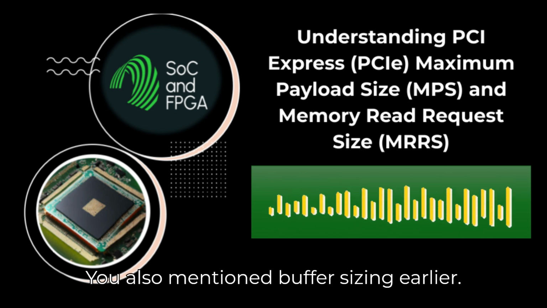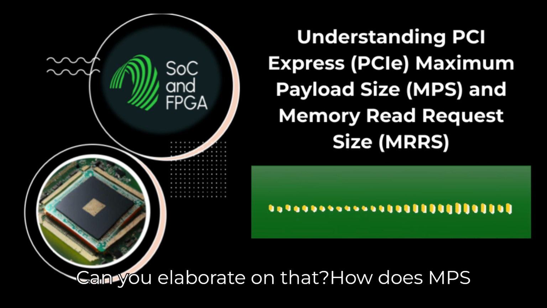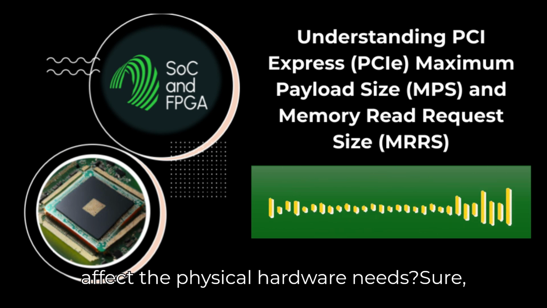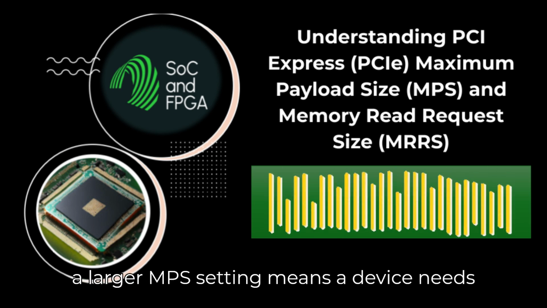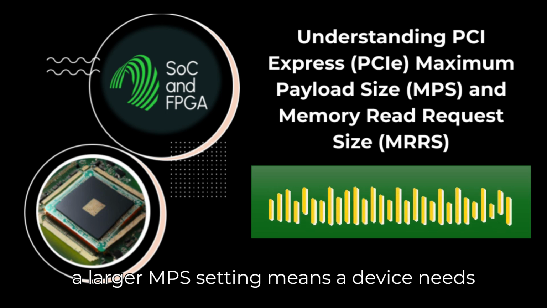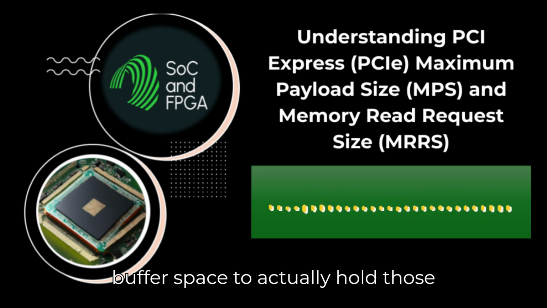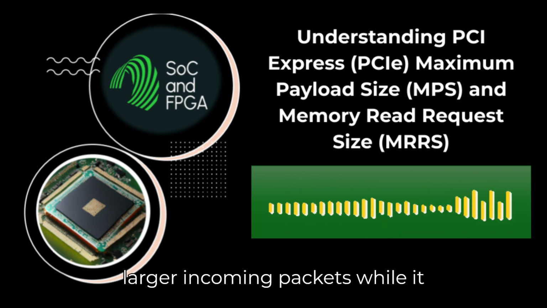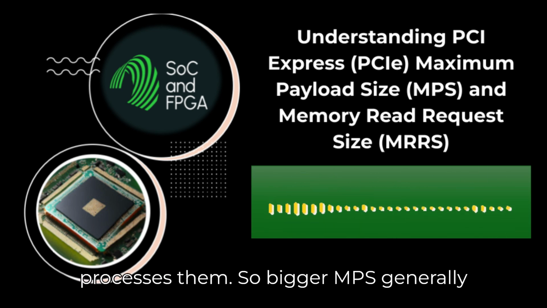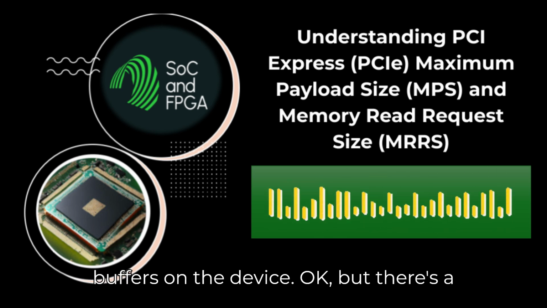You also mentioned buffer sizing earlier. Can you elaborate on that? How does MPS affect the physical hardware needs? Sure. A larger MPS setting means a device needs to have enough internal memory, enough buffer space, to actually hold those larger incoming packets while it processes them. So bigger MPS generally implies a need for bigger physical buffers on the device.